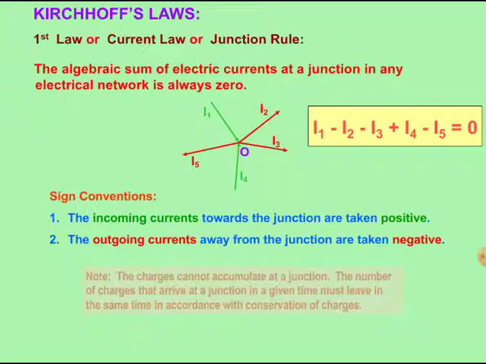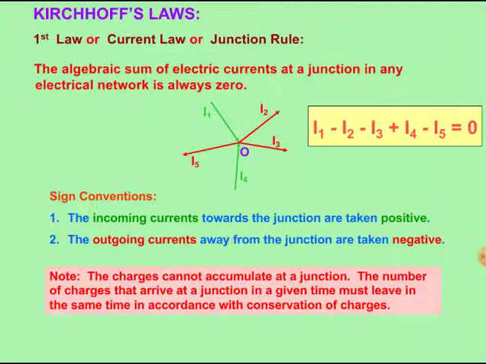In other words, instead of saying that the algebraic sum of the currents at a junction in any electrical network is 0, we can also say that the sum of the incoming currents is always equal to the sum of the outgoing currents at a junction. Got it?